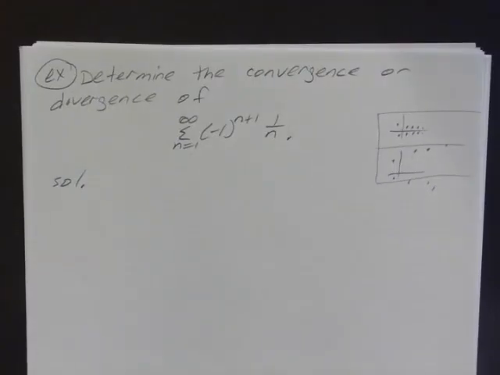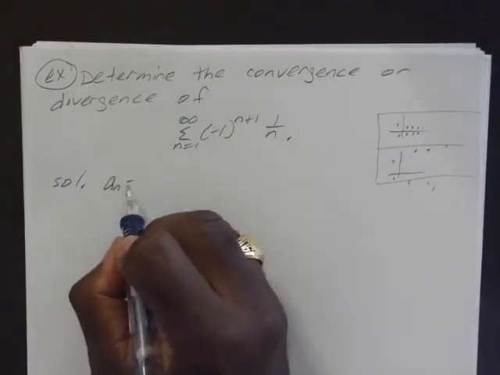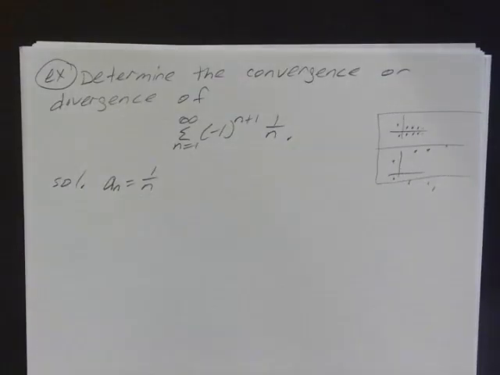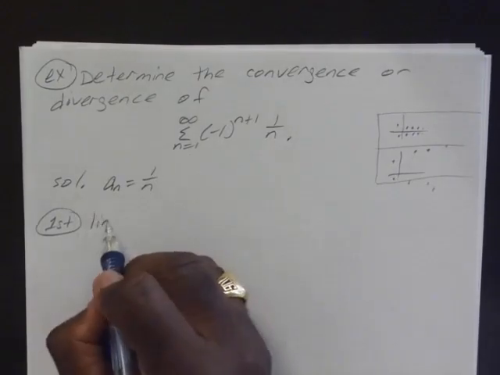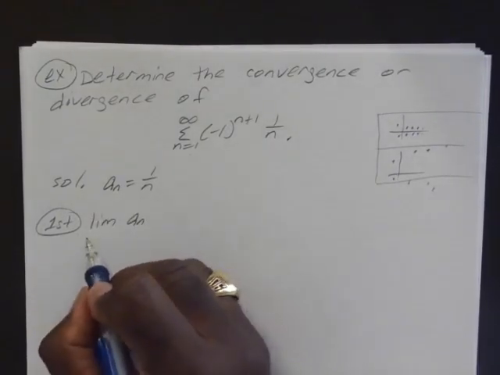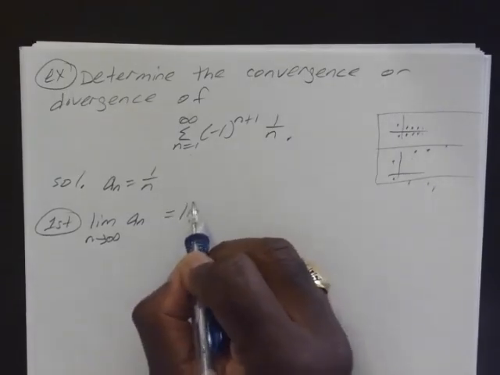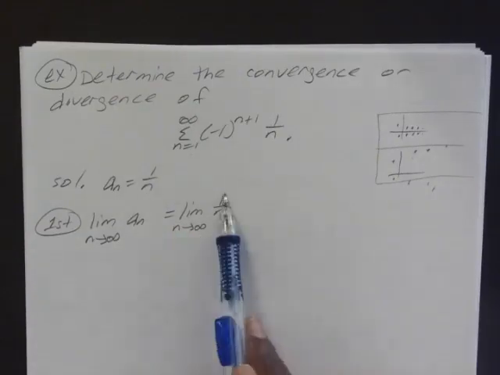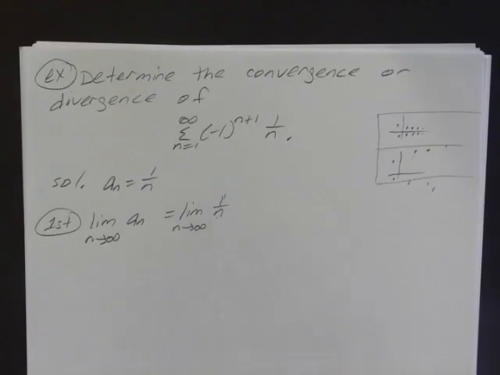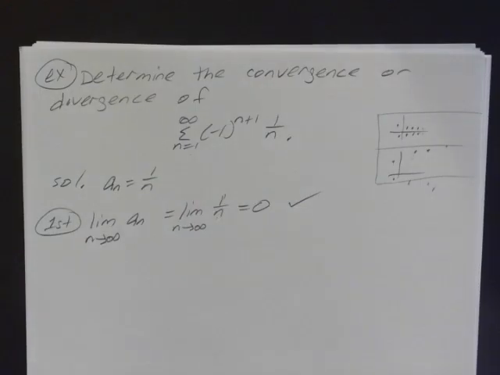Okay. So all we have to do is look at the two conditions. The first condition, if we let a sub n equal our 1 over n, is that the limit of a sub n as n approaches infinity has to equal 0, which in this case, the limit of 1 over n as n approaches infinity, we have a constant divided by a number getting bigger and bigger and bigger, so that limit is 0. So that first condition is met.